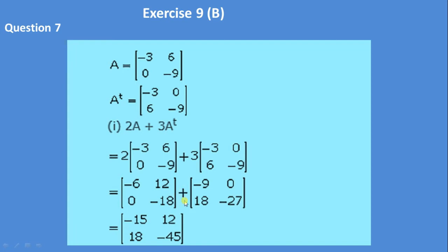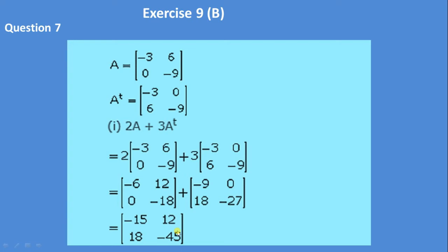As it is plus in between, and both the matrices are of the same order 2 by 2, and hence they are square matrices, let us add the corresponding elements. Minus 6 plus of minus 9 is minus 15, 12 plus of 0 is 12, 0 plus 18 is 18, minus 18 plus of minus 27 is minus 45.